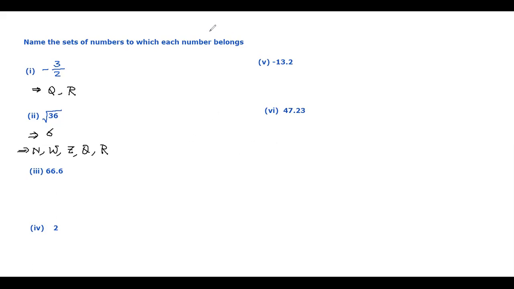Now the next one is 66.6 with the 6 repeating. So this number really is 66.6666 and continues. Because this is a repeating decimal, obviously it's rational, so it's a Q. Because it is rational, it is a real number.